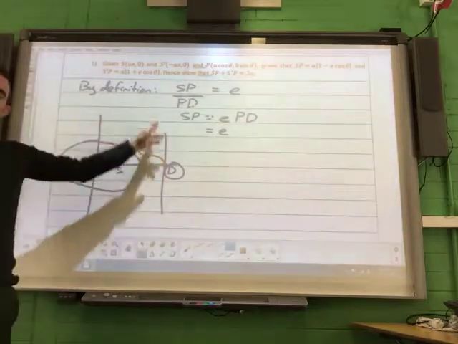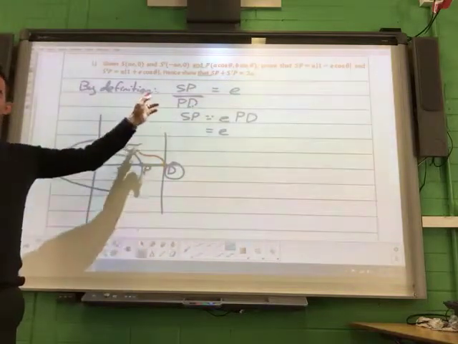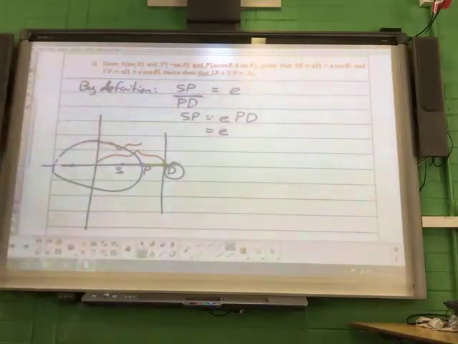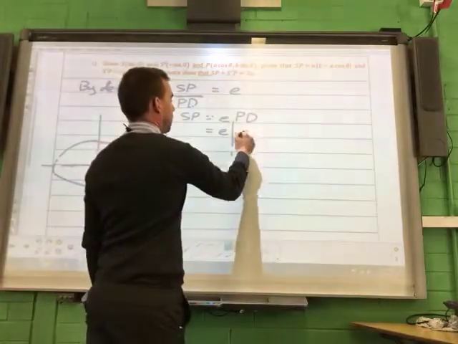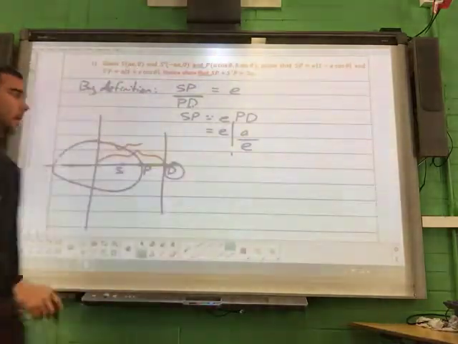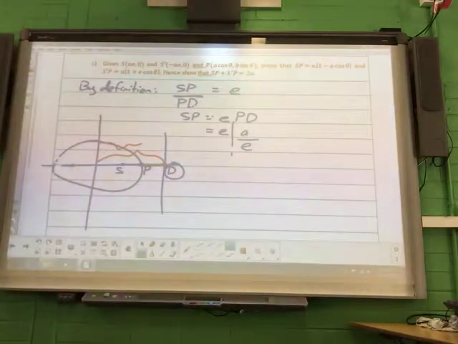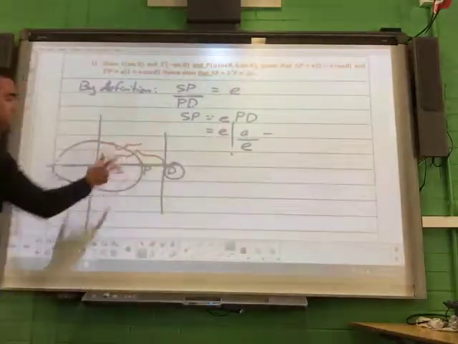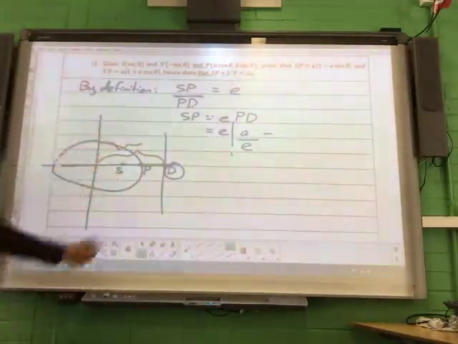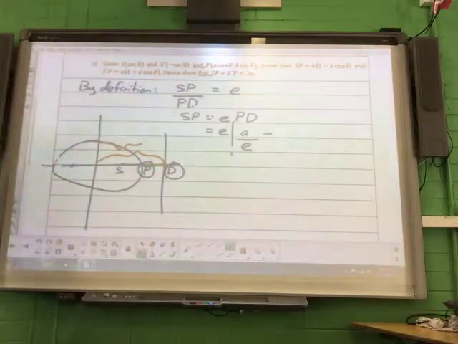What is this line? Directrix. What is the x value for your directrix? What's your equation of directrix? Yep. Okay, so absolute value, because we're finding a distance. So A over E, take away, because now we want to take away this section here. So what is the x value for that point P?